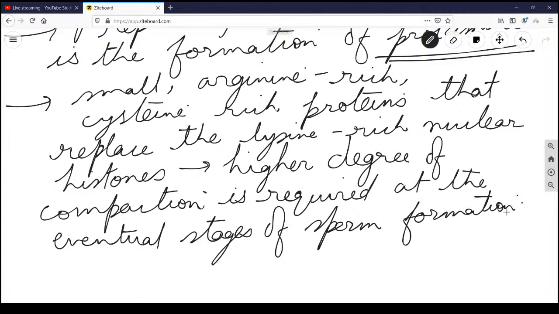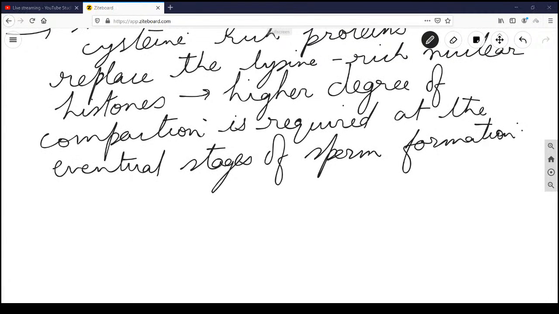More compaction is required at the eventual stages of sperm formation because you need to accommodate more and more RNA. So you need to compact the DNA so that the cytoplasm can accommodate organelles and a lot of mRNA also. So you need to further compress the nuclear material so that the nucleus takes the least space possible in the final stages of sperm production. There is a spermatid, then spermatozoa.